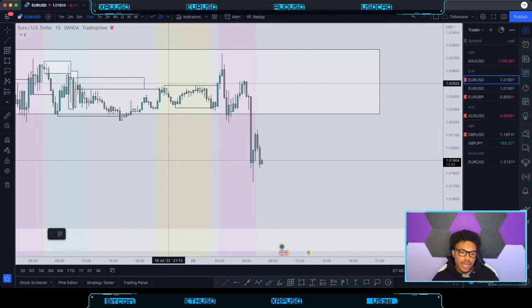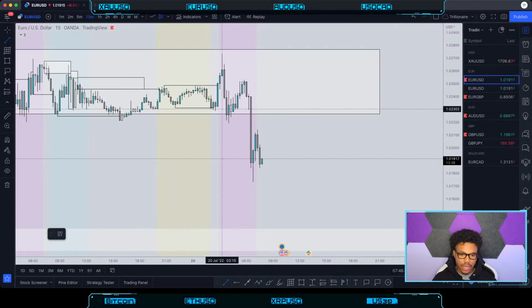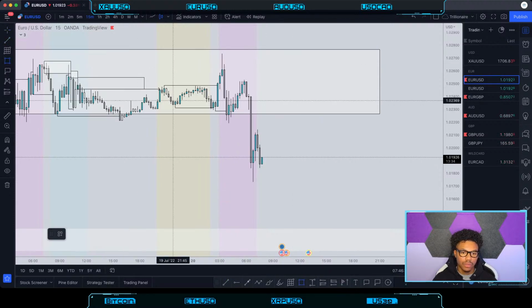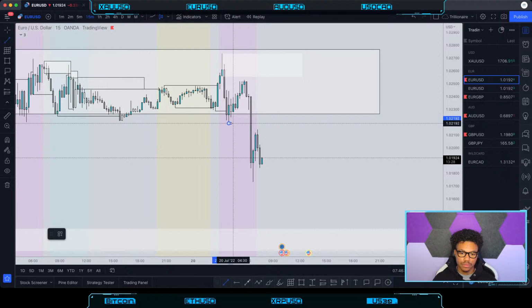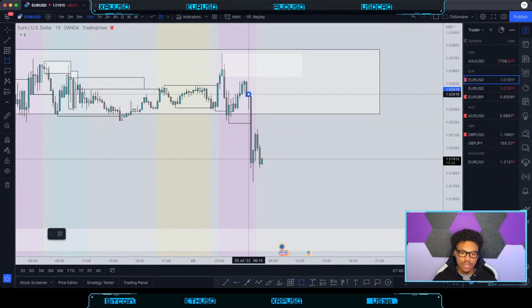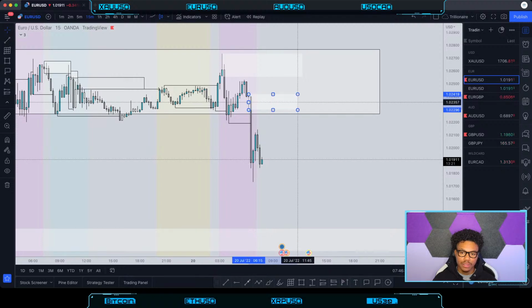So here we can see that we essentially sweep liquidity to the downside, we break to the upside, right? And then what happens, then we break back to the downside here. We do have this apex point of interest here. We do have this area here that created imbalance.